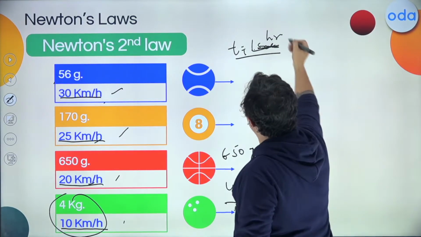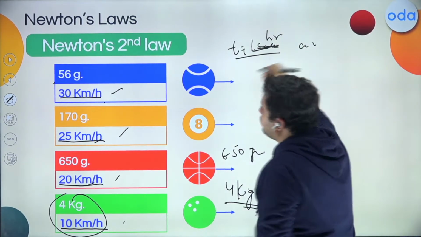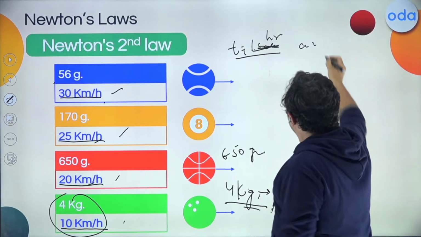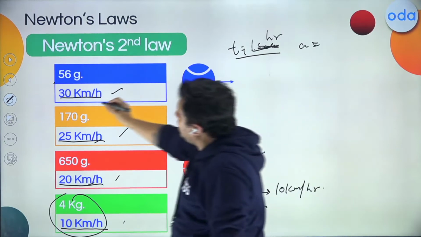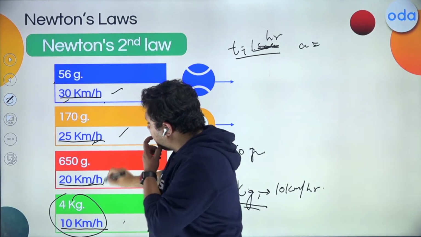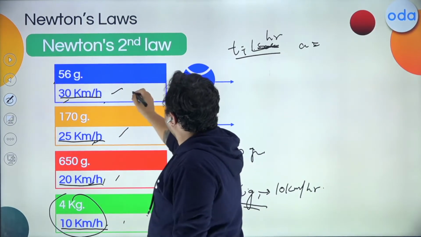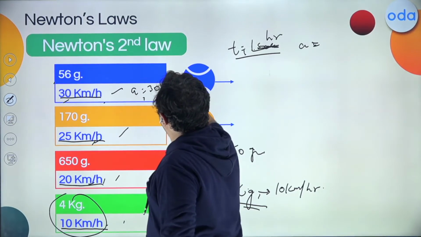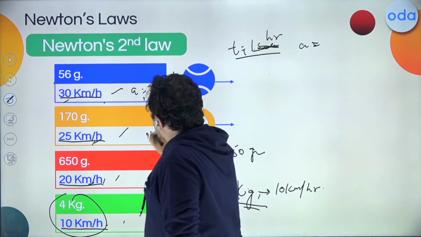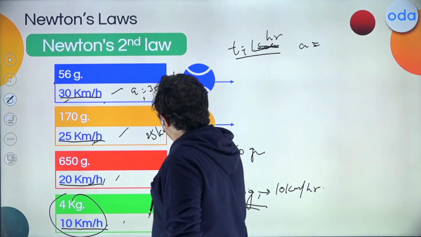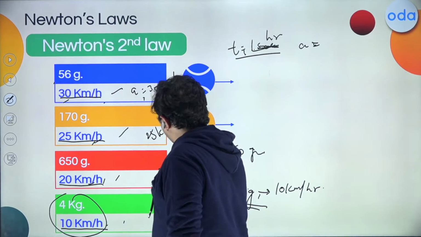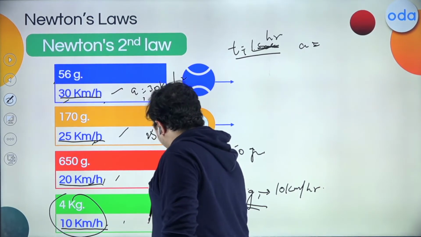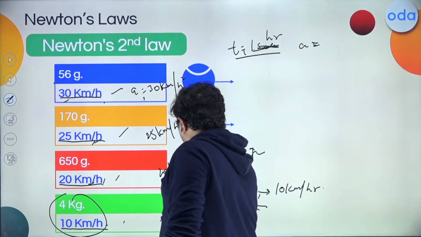I told you take the time 1 hour. So acceleration is equal to, let's say they all stop after 1 hour. So acceleration will come out to be their speed but only hour square. So its acceleration will be 30 kilometer by hour square. This is 25 kilometer by hour square. This is 20 kilometer by hour square, and this is 10 kilometer by hour square.